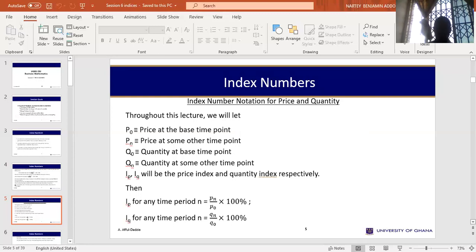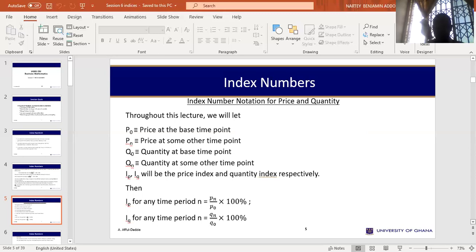Throughout this lecture, we'll let P0 be equal to the price at the base time period, and Pn the current time period. In the same manner, Q0 will represent the base time period, and Qn will represent the current time period. So IP and IQ will be the price index and quantity index respectively. These are just variables that we are choosing to represent the calculations.